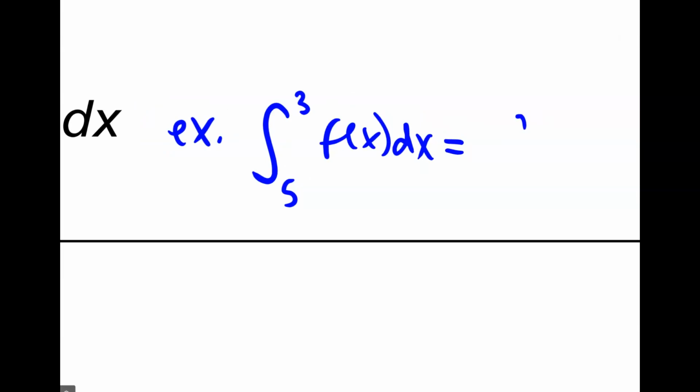Okay, so this is the same thing. If I switch the bounds, if I go from 3 to 5 of f of x dx, you just put a negative in front, and then this is an equivalent statement. Okay, so we're good so far. If you switch your top and bottom bound, you just put a negative in front and we're good.